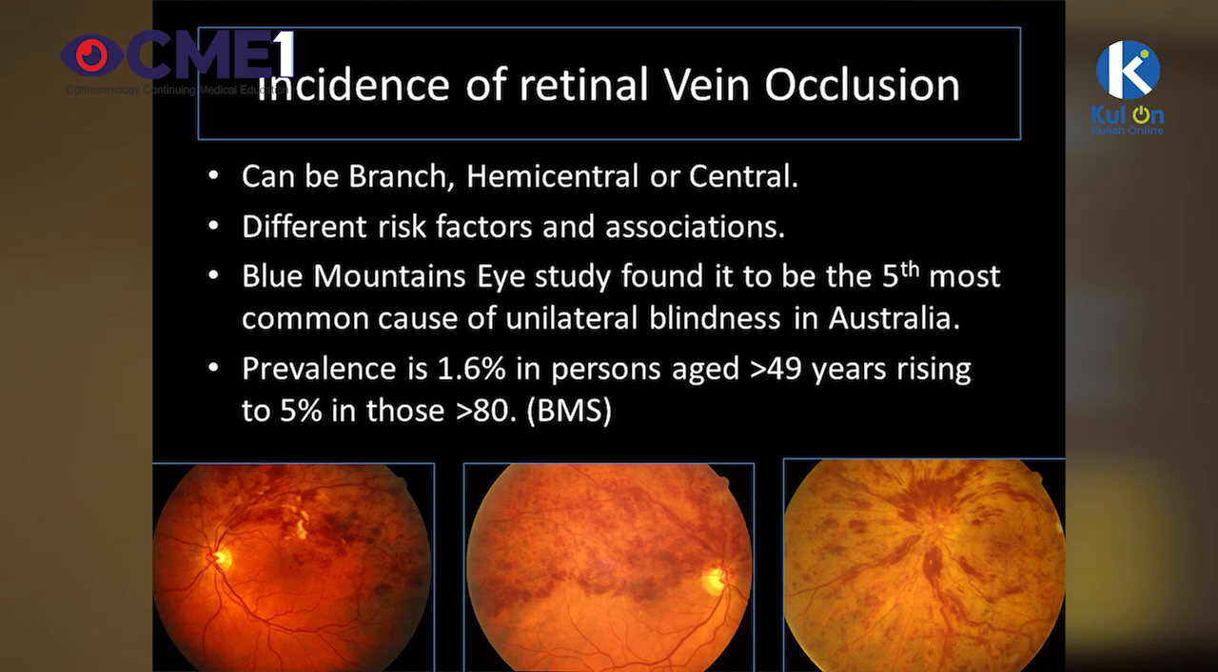You will see hemorrhages. You will see hemorrhages along the distribution of the retinal vein. And classically, it's described as being nerve fibre layer hemorrhages because it's very superficial in the retina. And in this slide, I've illustrated three types of the vein occlusion. There's branch retinal vein occlusion, hemiretinal vein occlusion, and central retinal vein occlusion.